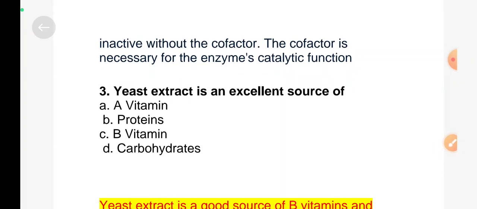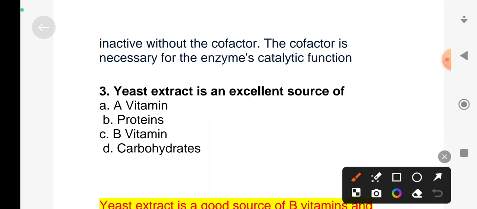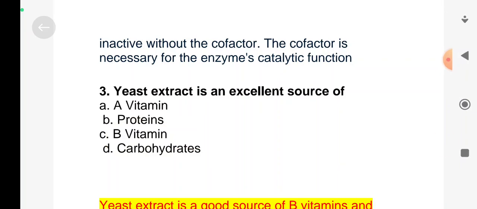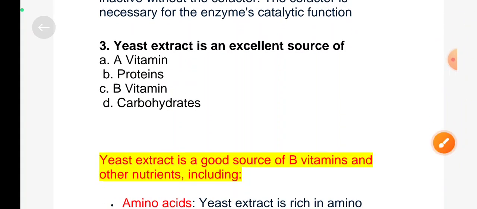Next question. Yeast extract is an excellent source of: option A, vitamin A; option B, protein; option C, vitamin B; option D, carbohydrate. Correct answer is option C, vitamin B. Yeast extract is an excellent source of vitamin B.